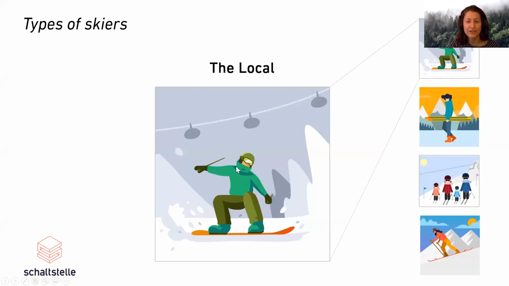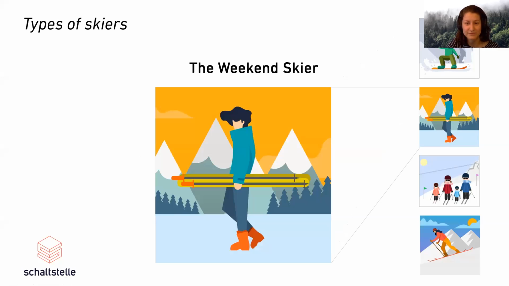We first have the local skier. He lives around that skiing area and goes skiing every chance he gets. Then we have the weekend skier. He only goes skiing on the weekend. He works during the week and only goes when the weather is nice. He doesn't like having too much wind, fog, or cloudy skies, then he just stays at home.